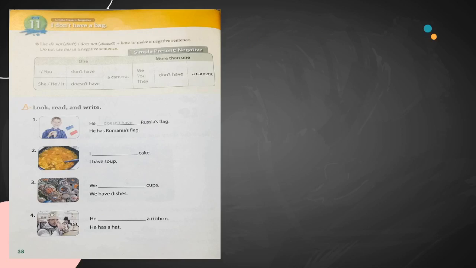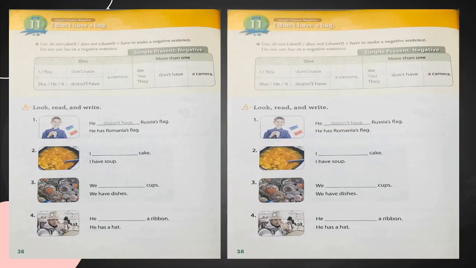So here is our page. In the first exercise we have picture number 1, number 2, number 3 and number 4. You need to write the sentence in the negative form of present simple, right? Now let's look at the first picture. He doesn't have a Russian flag. He has a Romania flag, right? Number 2. I don't have cake. Very good.